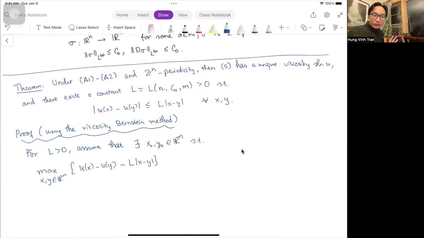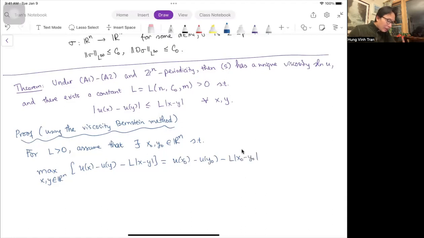For L greater than 0, the max always occurs because, again, we are in the periodic setting and x and y cannot be far away from each other, right? Because then the term u(x) minus u(y) minus L times |x minus y| is going to be very negative. So the max has to occur, and let's say that it occurs at the point (x naught, y naught). So this equals u(x naught) minus u(y naught) minus L times |x naught minus y naught|.